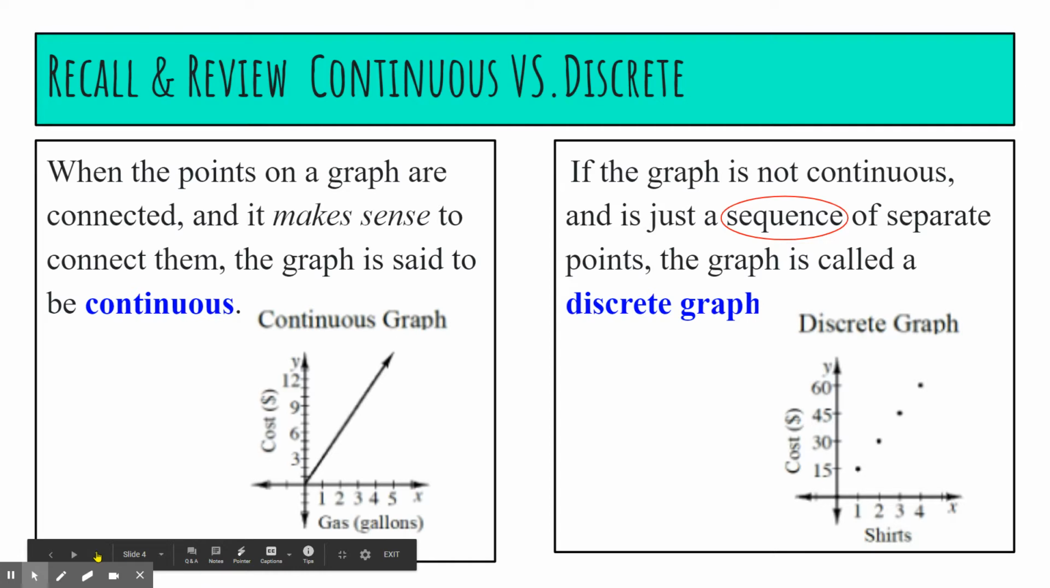So remember, a continuous graph is connected, it's smooth, it has no gaps. If you have a sequence of separate points, then it's called a discrete graph. Okay, so we're connecting now the term discrete with sequences.